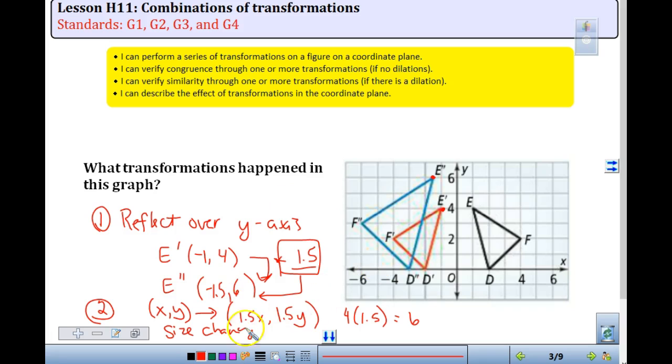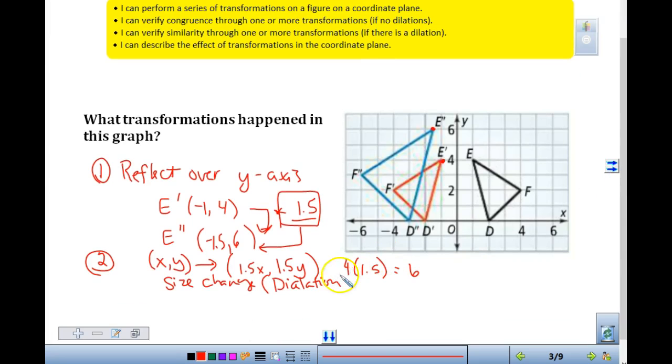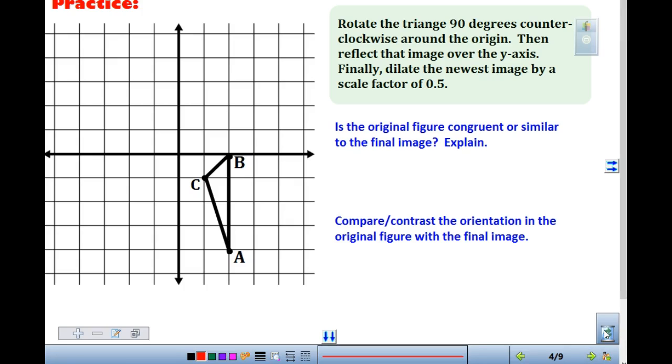So size change, and a lot of times instead of size change, some of you had on your paper, I saw a dilation, right? So we had a dilation that we were taking a look at. Okay? And that shows us what our dilation is. Turn to the next page.